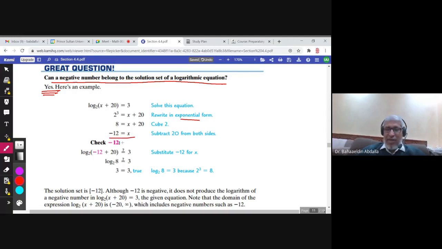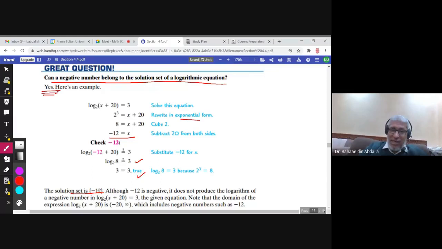Negative number. Is it a solution? Let us check. Let us replace x by -12. We will have log of -12 plus 20, which is log 8. Log 8 to the base 2 is 3. That's true. So the answer is -12. So what is the problem?